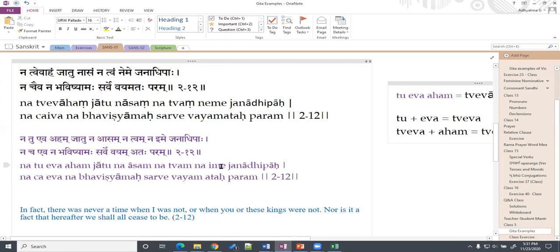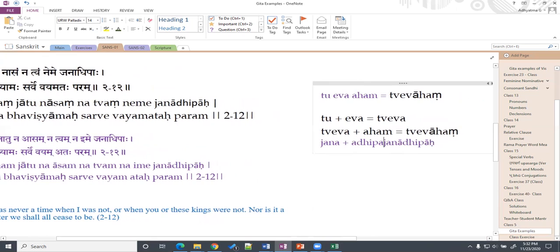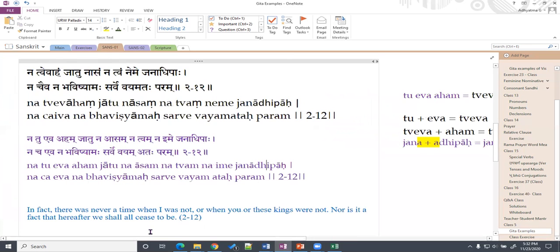Similarly, here you can see Janadhipa. This is also a compound word: Jana plus Adhipaha. So here again Akara plus Akara becomes Akara. This is a Dirgha Sandhi. Sandhi is extremely common. Almost any verse of the Gita you pick up, you will find some Sandhi taking place.